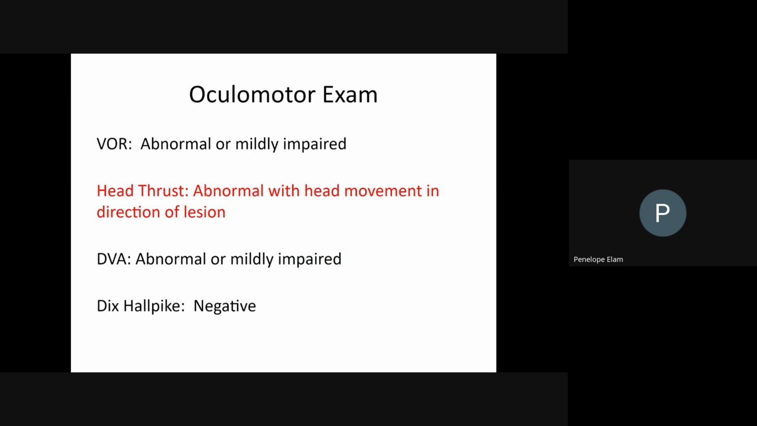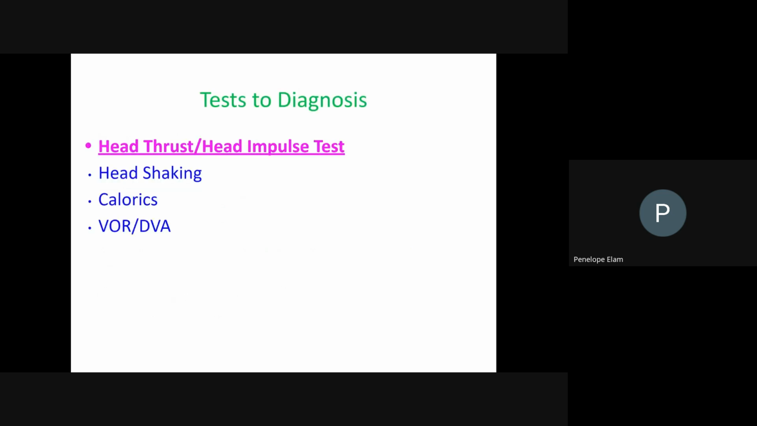DVA, once again, could be abnormal or mildly impaired, but you're not going to see anything on Dix-Hallpike, so that horizontal nystagmus that you may have seen in the acute phase, you're not going to see in the chronic phase. Okay, so once again, our test to diagnose, it's going to be a huge one for us. It's going to be that head thrust or the head impulse test.